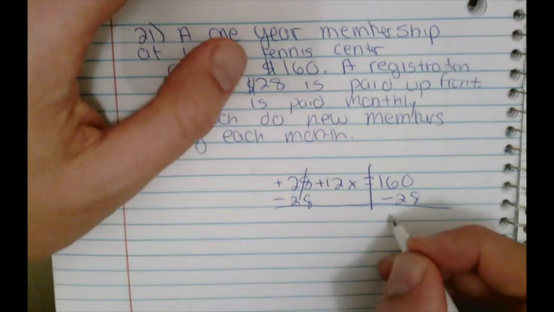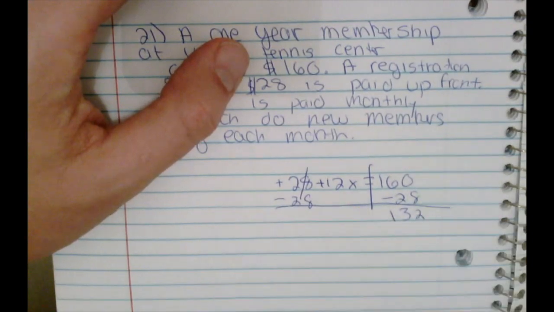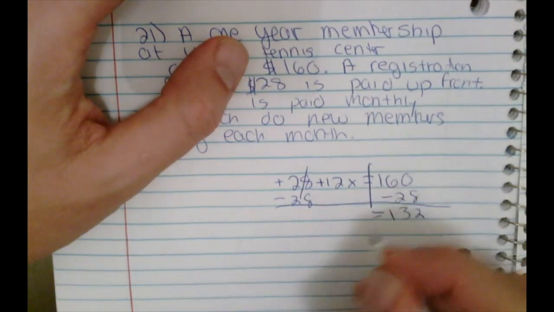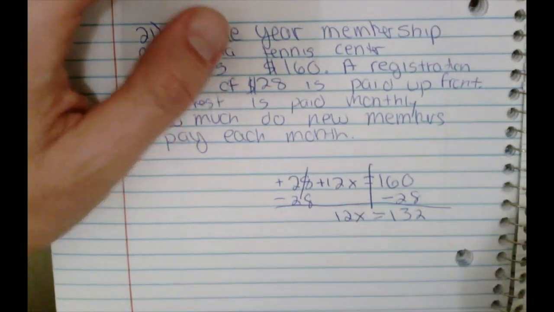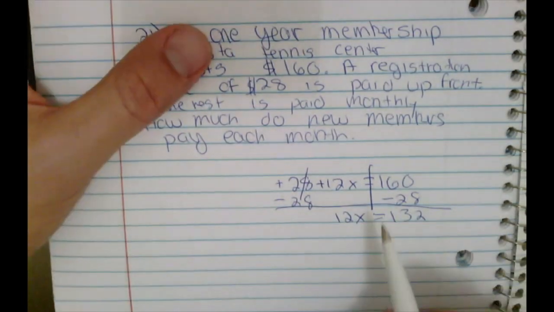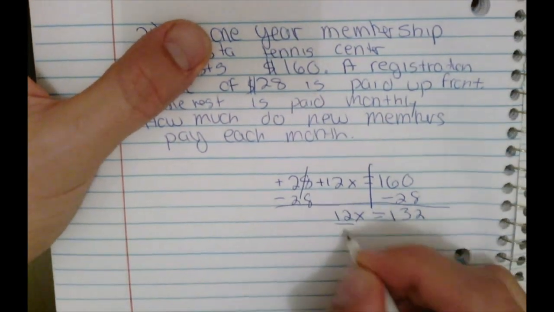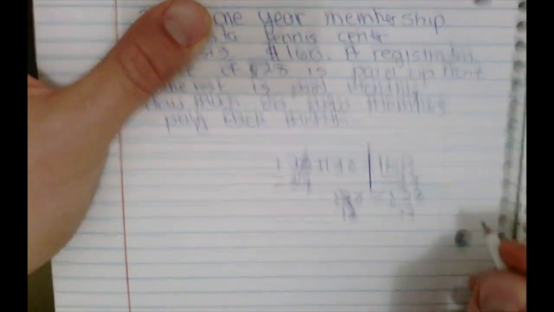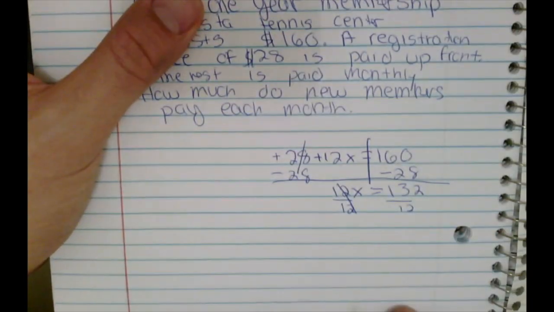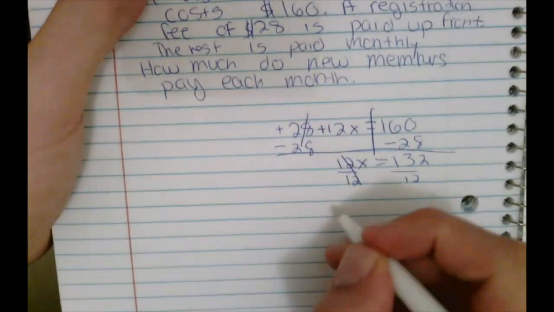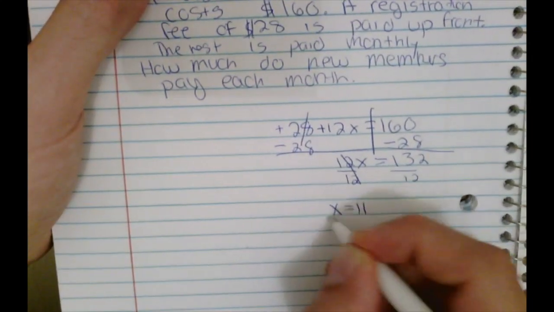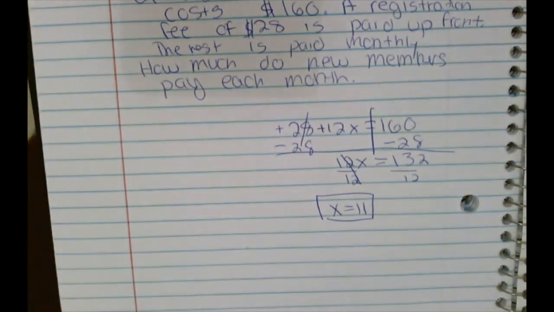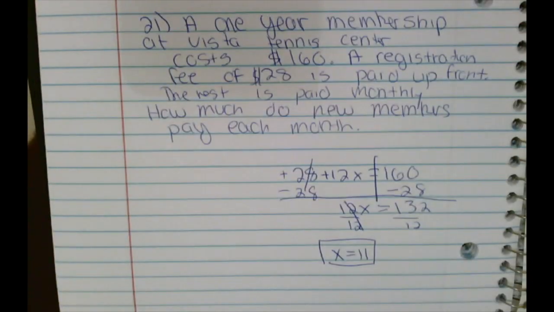On the right side, I get 132 is equal to 12x. Next, I need to isolate my variable by dividing both sides by 12. 132 divided by 12 is 11. X is equal to 11. So how much do new members pay each month? They pay $12 a month.